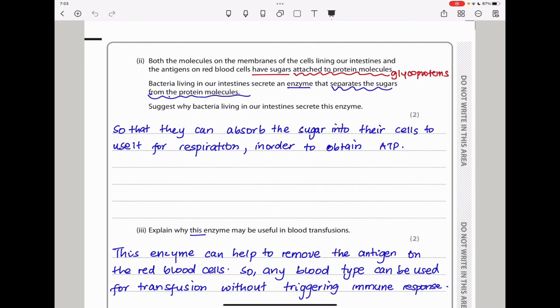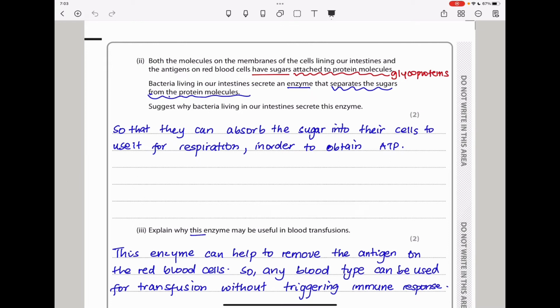You remember any organism, or any cell, has to be able to carry out respiration. More so for those living in the human body, there should be respiration because that is the way they obtain energy for cellular processes to be carried out. So they will need respiration. So they do that. Break off.